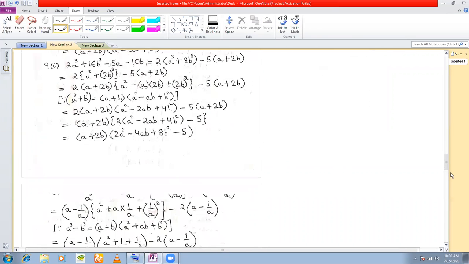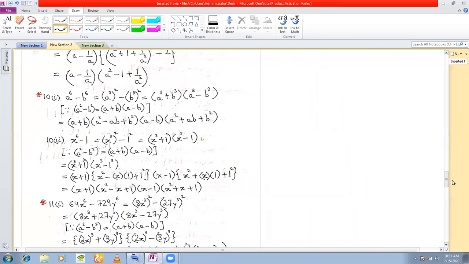Let's see the next one. This one is also an important sum. a to the power of 6 minus b to the power of 6. See, 6 is 3 into 2, right? So I'll split 6 as 3 into 2.